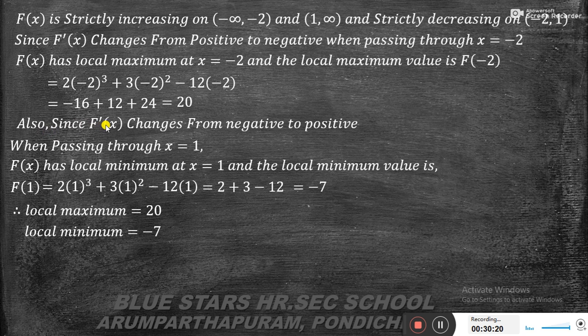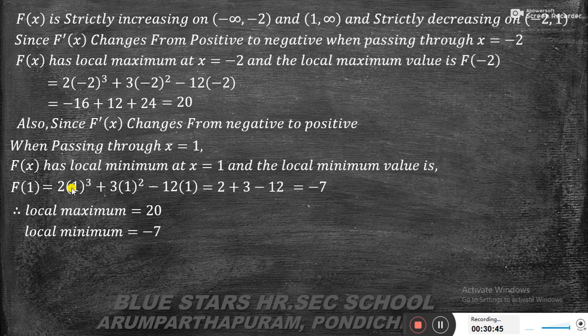Also, f dash of x changes from negative to positive when passing through x equal to 1. The sign changes from negative to positive at the point x equal to 1. This is the local minimum, and the local minimum value is f of 1.